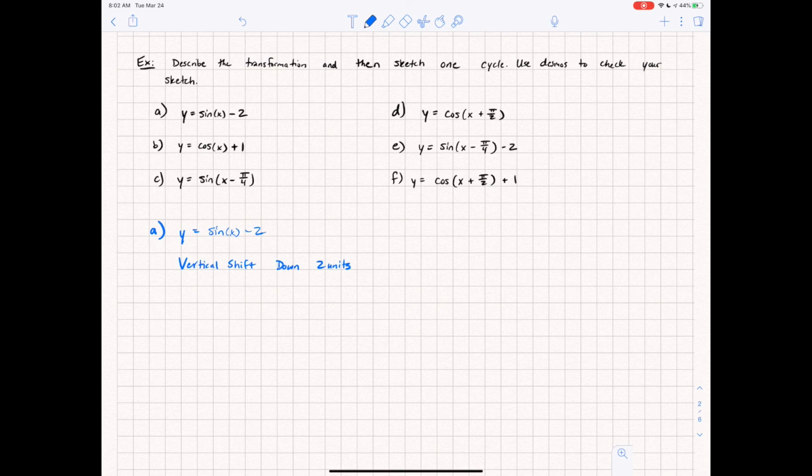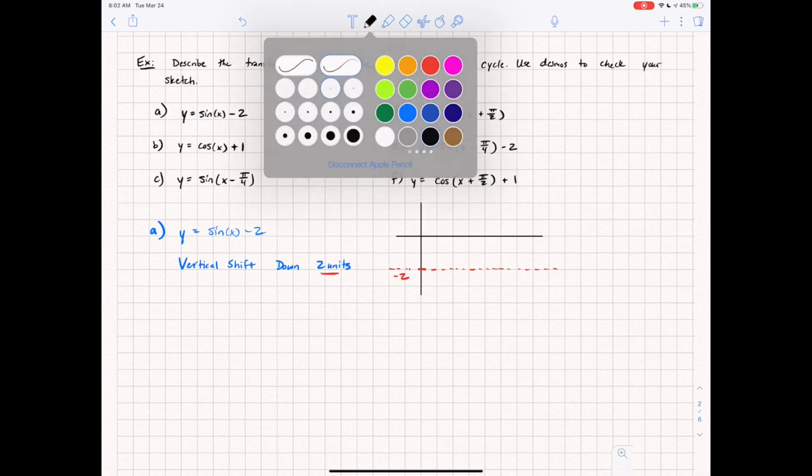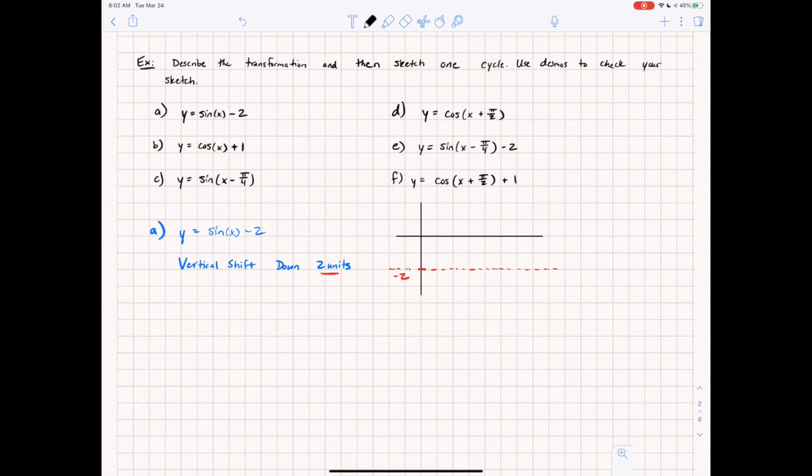And so if I want to sketch one cycle for this, I know that my midline is going to be at -2. So here, this will represent the middle of my graph. I also know that because I'm doing just a vertical shift, my starting x value is going to be at 0. And then I'm going to have 4 more points after that to represent my 5 key points.